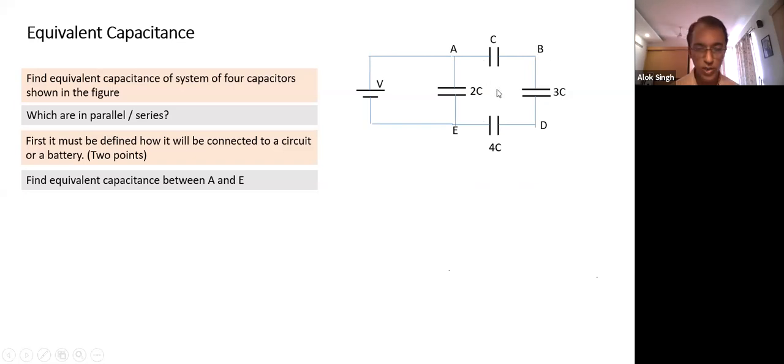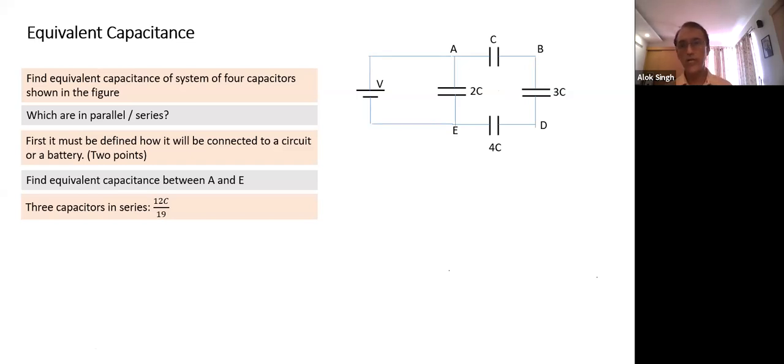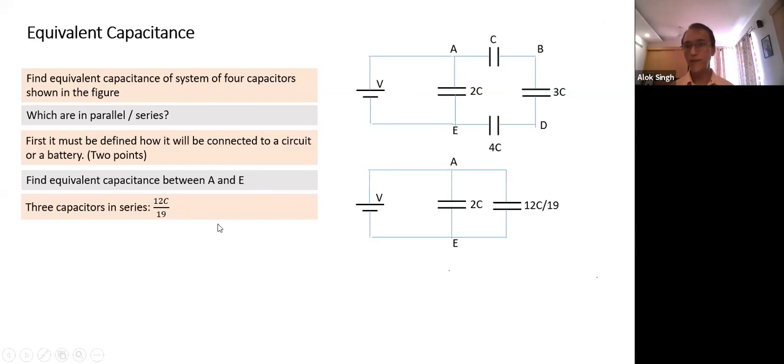This we identify only after connecting the battery. Now I can replace those three with one equivalent. What is the equivalent? 1 by C equivalent is equal to 1 by C1 plus 1 by C2 plus 1 by C3. I find the equivalent capacitance. Of course, it has to be less than any of these three, and this coefficient is less than 1, which it should be. Why is the coefficient less than 1? Because this equivalent capacitance has to be smaller than the smallest of the three. The smallest of the three is C, so it has to be smaller than C. I hope all of you are following this point. Okay, so I replace them like this.